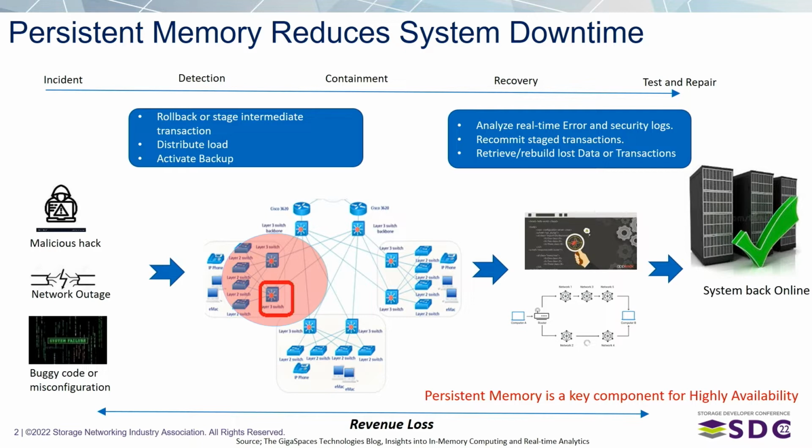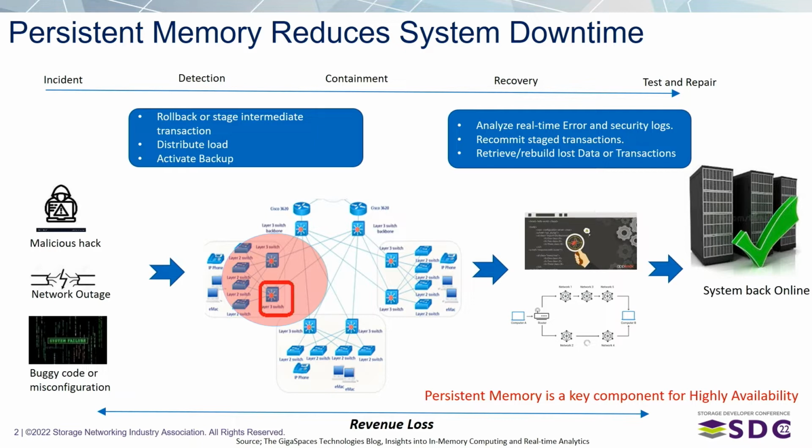If you look at the general trend of how a system goes down and is recovered, a system crash can happen because of any incident. It can be a malicious hack, a network or power outage, buggy code, or a misconfiguration. In today's world, we do a lot of configurations for different types of VMs and other use cases and stacks, which can also lead to system downtime. However, the overall goal of recovering the system in various stages is similar.